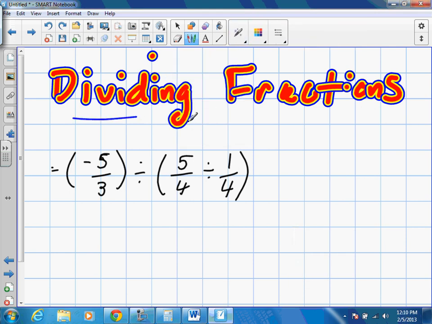Okay, so dividing fractions. Now, when we're dividing, adding, multiplying, what did I miss? Subtracting. We still have to follow BEDMAS. Now, in this one, it looks like we have two sets of brackets. Okay? So let's read them from left to right.